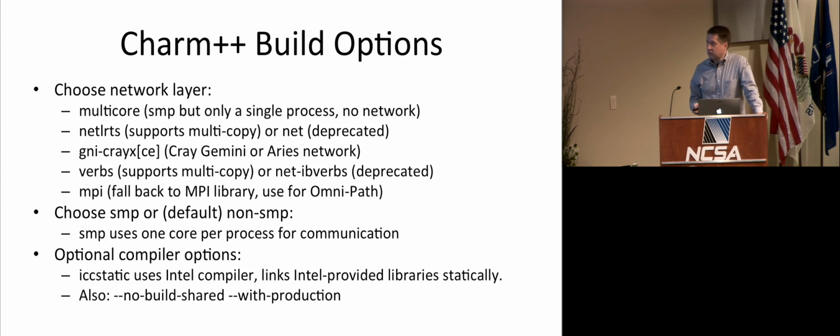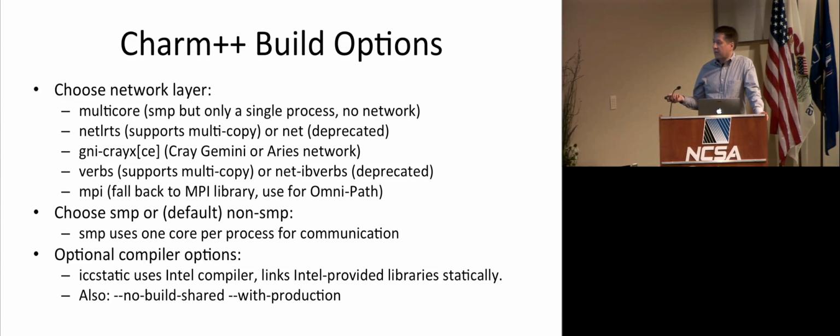We run, so in Charm++, you're familiar, there are a variety of network layers that you can use. So multi-core, which is SMP with a separate node, single process, and various network-based layers: TCP, GNI for the Cray networks, verbs, or the deprecated IB verbs for InfiniBand, and MPI, which is there for portability, but it's the best we have for OmniPath at this point. You need to pick between SMP or non-SMP. If you use SMP, you lose one core per process for communication, but you get multiple worker threads.